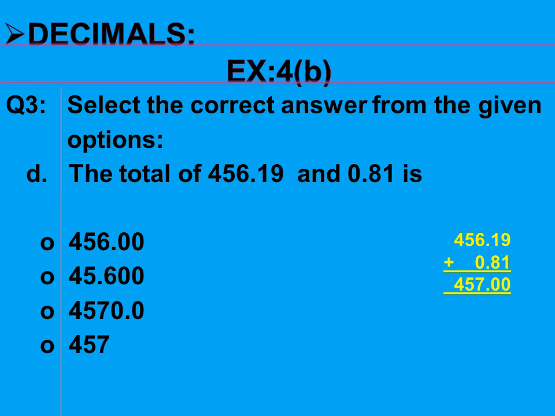Yes. Dear students, when we add these two decimal numbers, we will get our answer 457.00. Dear students, the normal numbers, that is 1, 2, 3. When we write 1, 1 means 1.0. 2, 2 means 2.0. Now 457.00 is the same as 457. This means the option at the fourth place, or the last option, is correct and we will mark it as the correct option.